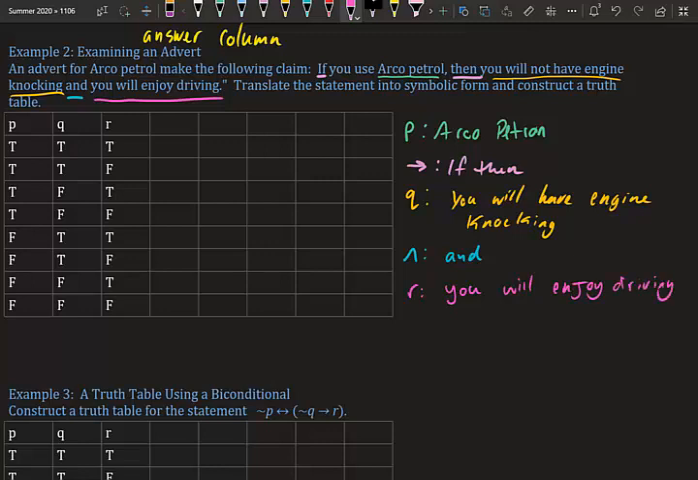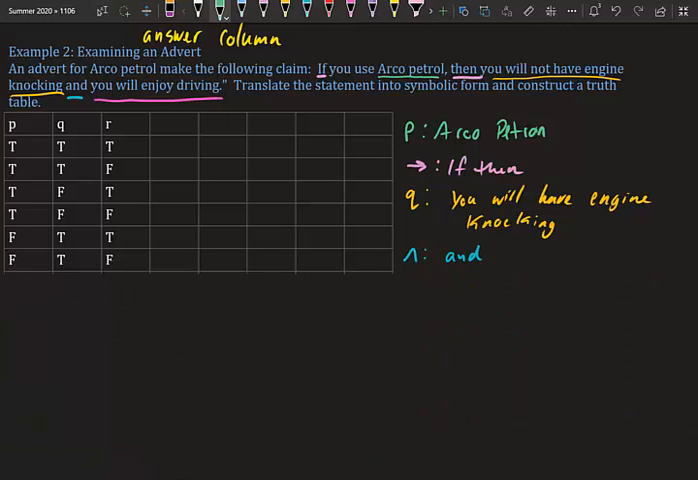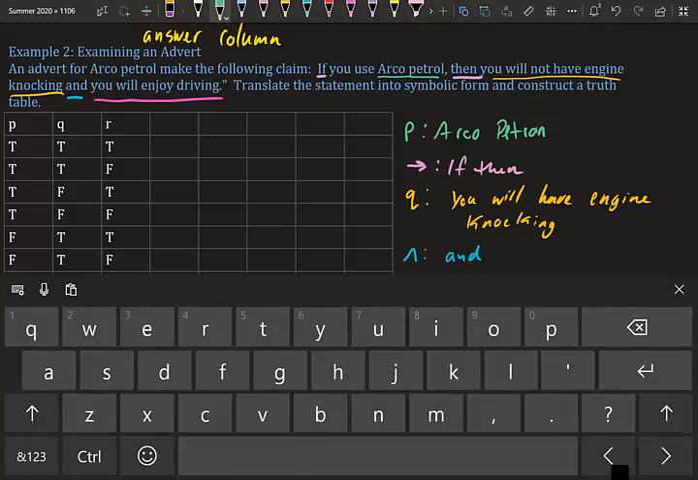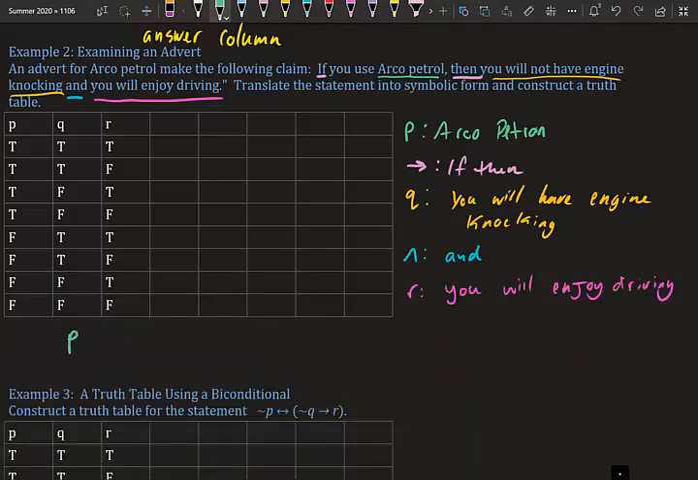So let's go ahead and put this into symbols as we read along. So we have you will choose Arco-Petrol, which is P. So we have P, our connective if-then. You will not have engine knocking, so we do Q, but remember we have to negate it because of the not. We have another connective of and. You will enjoy driving, so we have R.